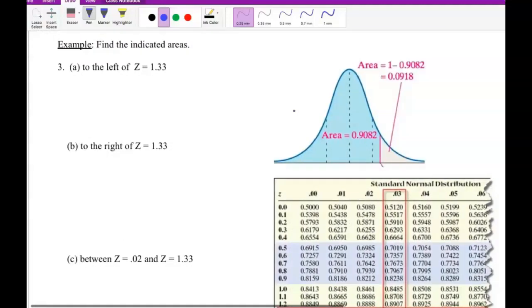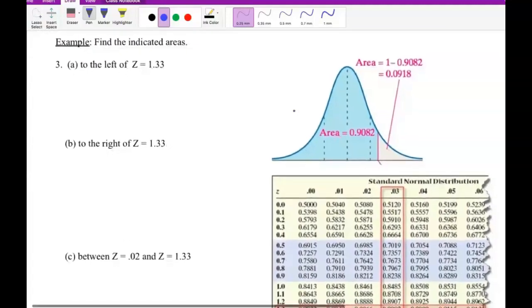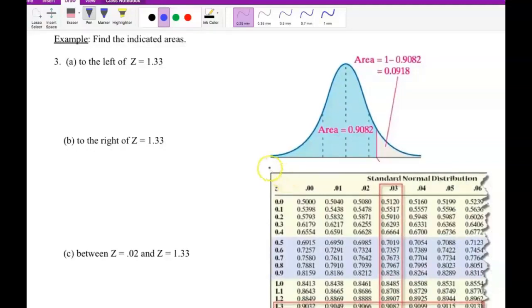Okay, now example number 3, find the indicated areas. Part A, we need to find the area to the left of z. Z is 1.33. If you remember, here we have the mean. Since the z-score is 1.33, if that was here, we need to find what the area is on this part, all of this.